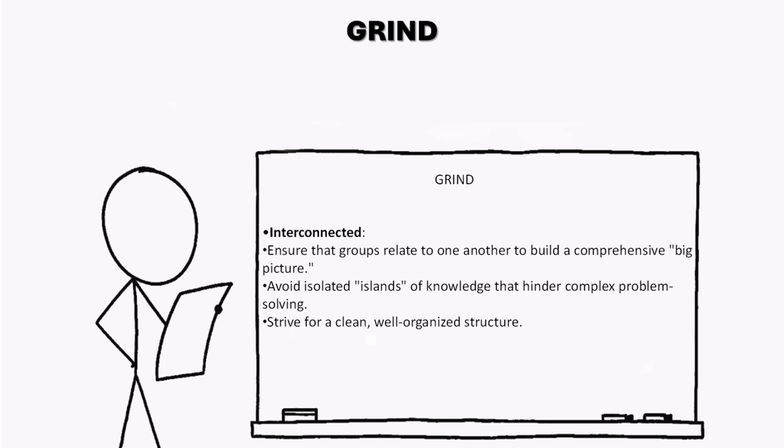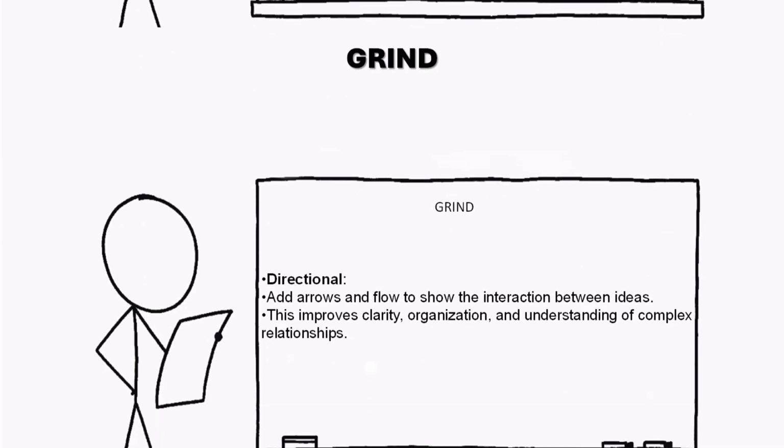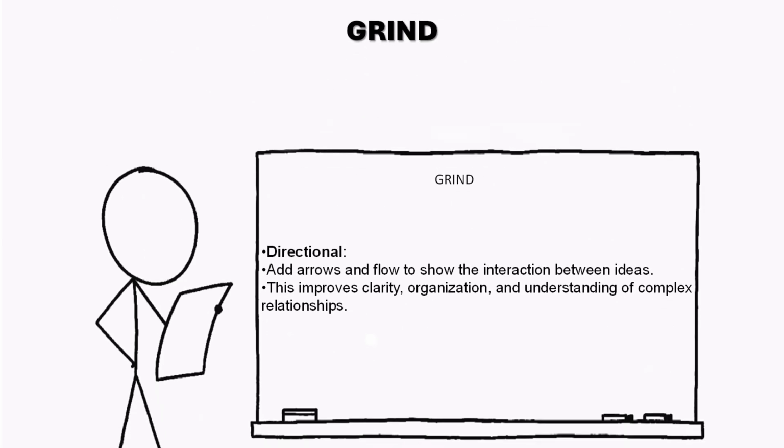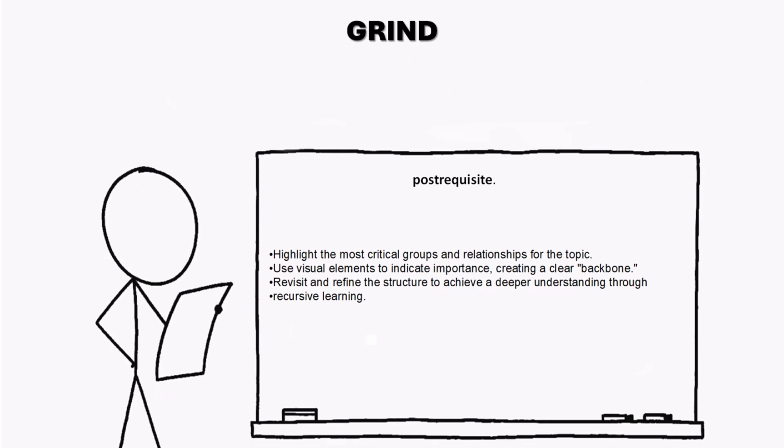Try for a clean, well-organized structure. Nonverbal: minimize words by using symbols and images in spatial arrangement to represent ideas. Directional: add arrows and flow to show the interaction between ideas. This improves clarity, organization, and understanding of complex relationships. Emphasized: highlight the most critical groups and relationships for the topic.